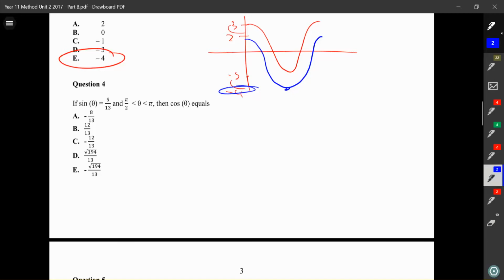Next one, if sine of theta is equal to 5 on 13, and theta is between pi on 2 and pi, which is the second quadrant, then cos of theta is equal to.